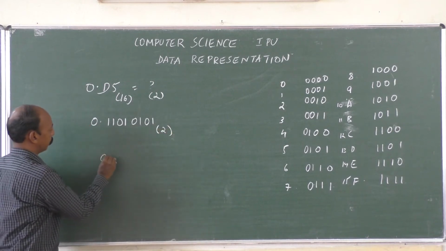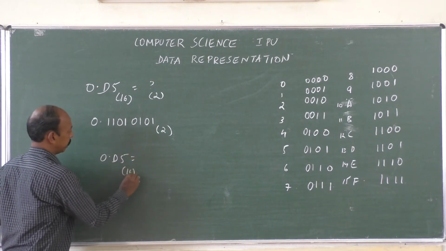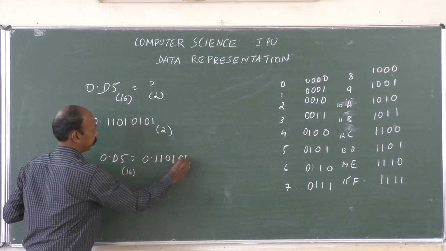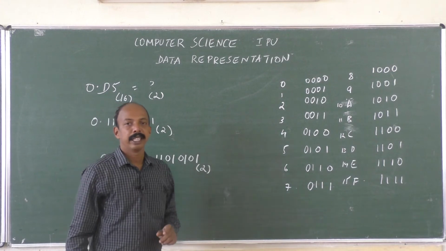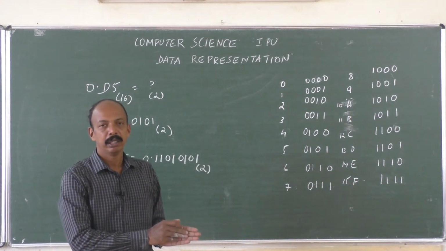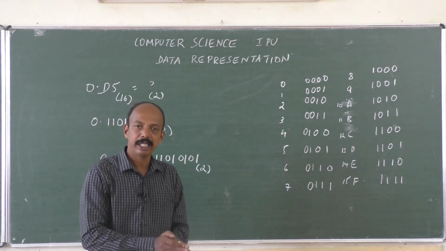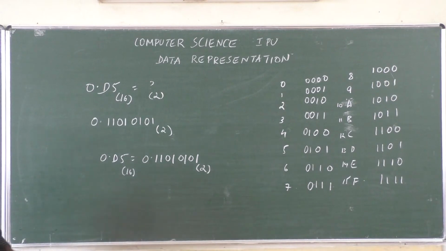So 0.D5 to the base 16 is equal to 0.1101 0101 to the base 2. It may have the integer part or only the fractional part, or an integer as well as a fractional part in the same number. Let us work out one more. It's easy.